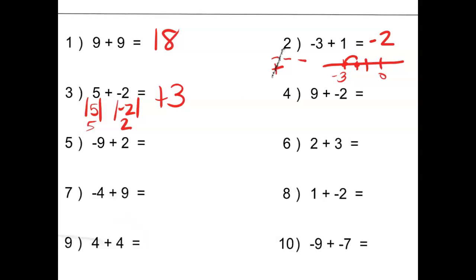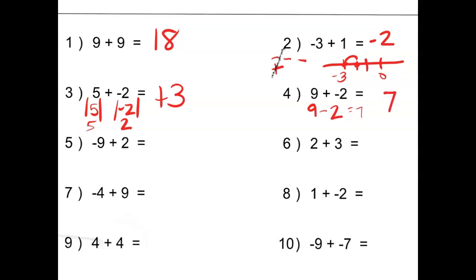We have 9 plus negative 2. We have two different signs. We have a positive and a negative. So I'm going to think the absolute value of 9 is 9. The absolute value of negative 2 is 2. So I want to find the difference between 9 and 2. So 9 minus 2 equals 7.